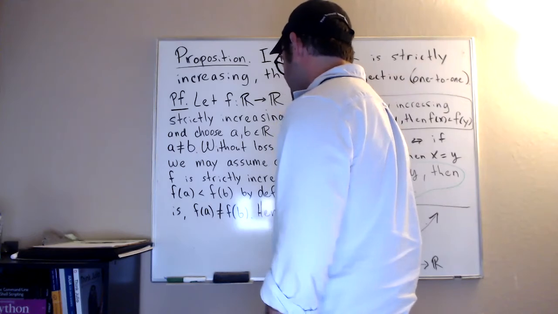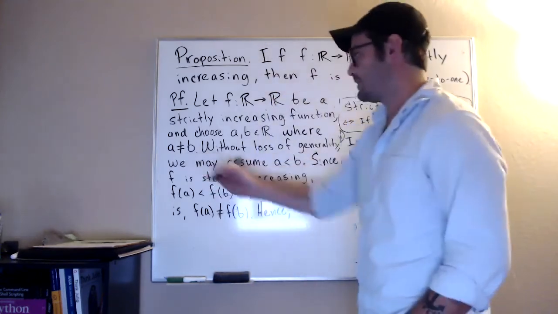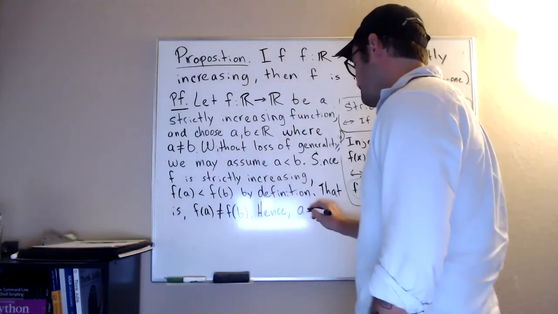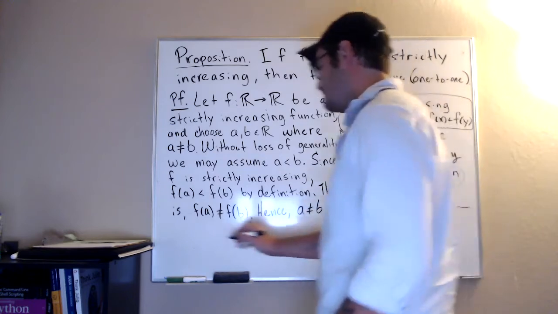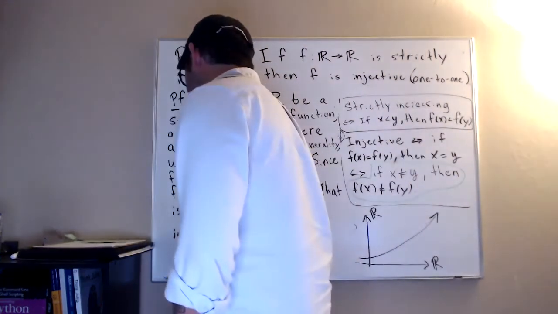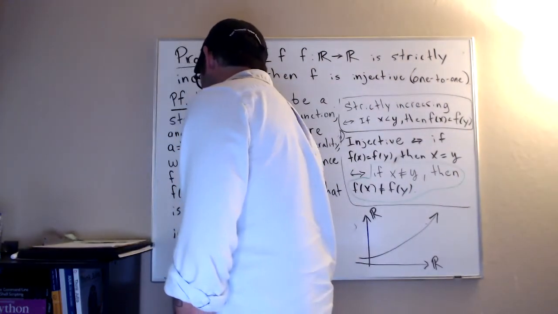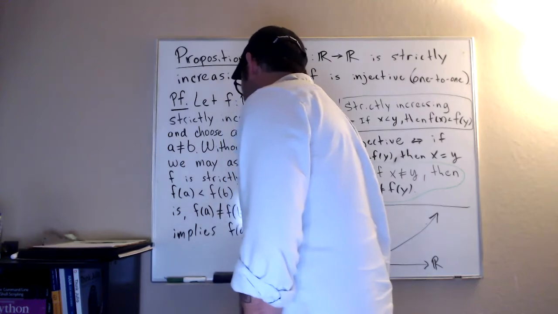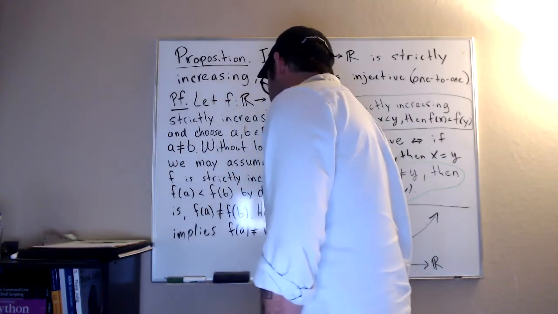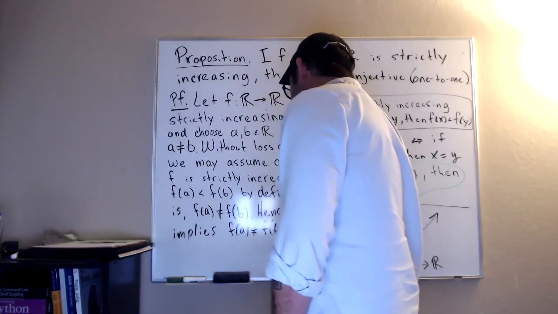So hence, A not equal to B implies f of A not equal to f of B. And then we're done.